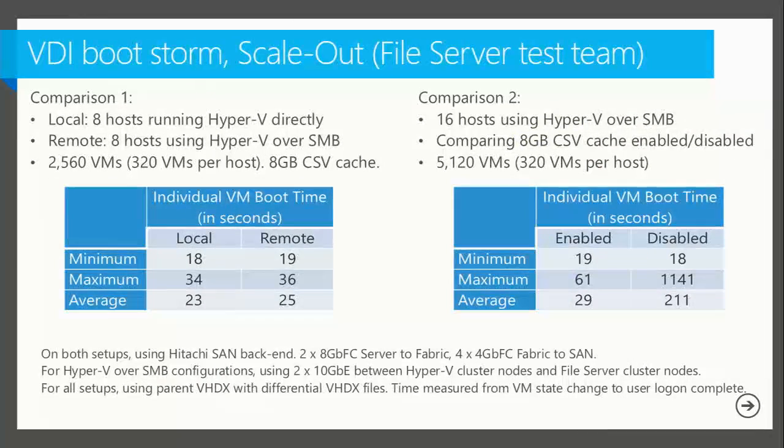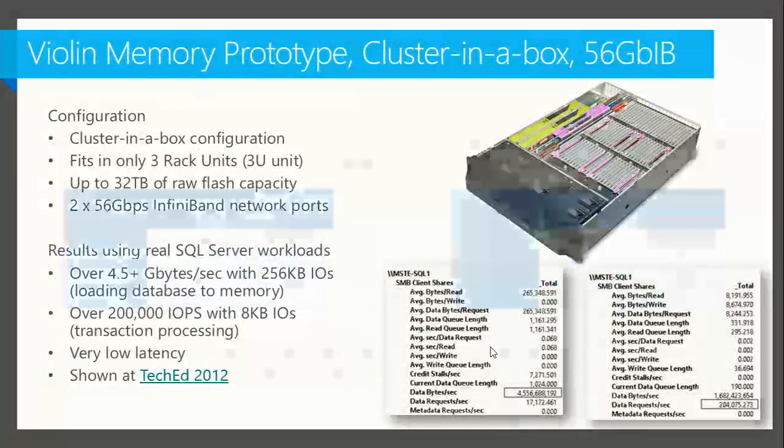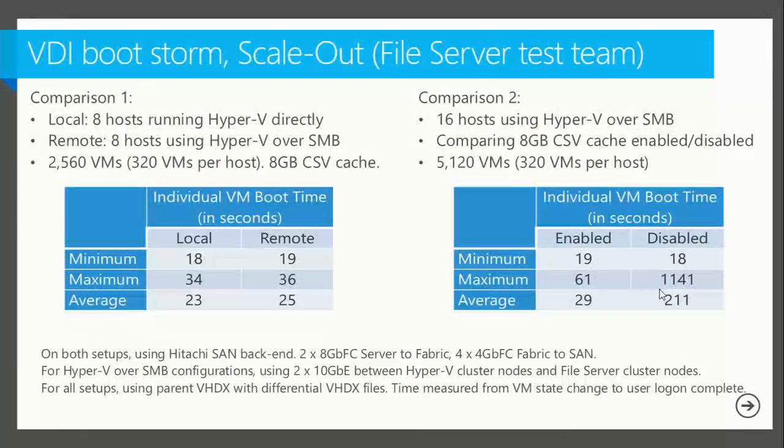This is an interesting data point. Sorry, I wanted to call your attention here. This is the VM boot time without CSV caching for 5,000 VMs out of a file server cluster. So we had a single file server cluster in scale-out mode hosting 5,000 VDI VMs. So we boot everything, right? We do a boot storm on this. Without CSV caching, the average time to boot was 211 seconds. Now, with CSV caching enabled, 29 seconds on average for the 5,000 VMs, okay?